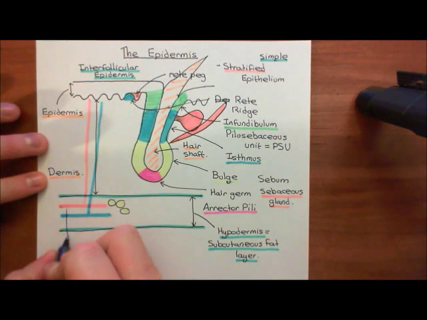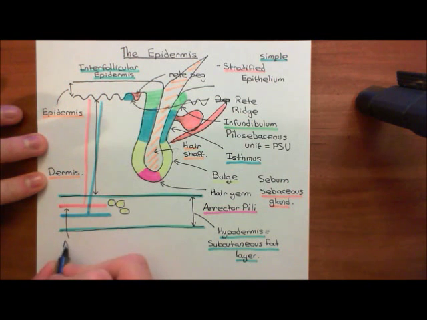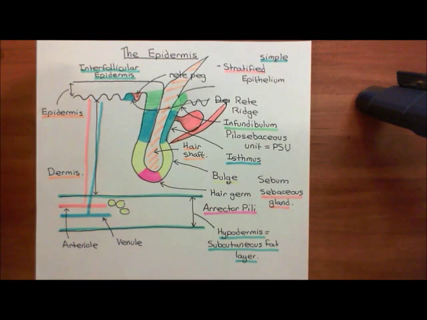You have the large arterioles, and I'll just label these up. So this large red vessel here represents a large arteriole, and this large blue vessel represents a large venule. And they're both giving off smaller branches, which are then going up into the dermis.